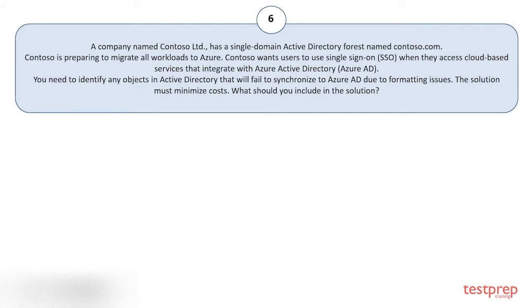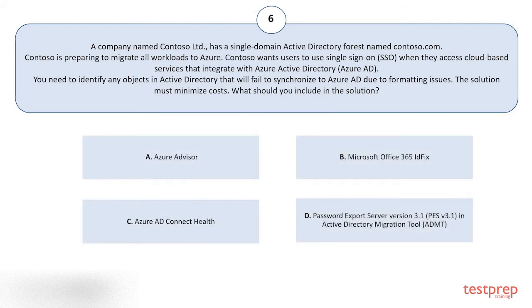Your options are A. Azure Advisor, B. Microsoft Office 365 Adfix, C. Azure AD Connect Health, D. Password Export Server version 3.1, an Active Directory migration tool. The correct answer is option B.